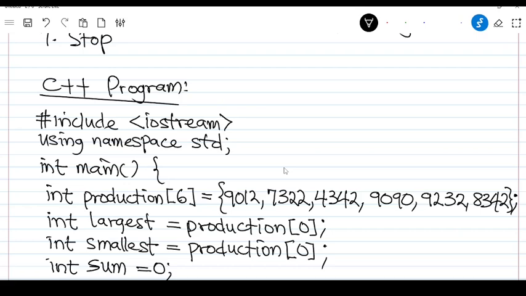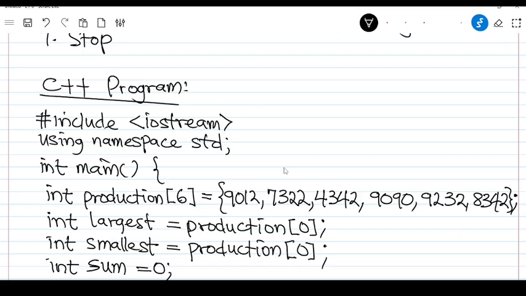So let's go through it again. The first is just to include the iostream library, using namespace std, the int main, and then we do the initialization of the production array. So we initialize it with the data that we've been given. Since we have 6 members, the array is going to be of size 6. So we have given our data here, which is 90, 12, 73, 22, 43, 42, 90, 90, 92, 32, 83, 42. The next thing is to initialize our largest, our smallest, and our sum, like we have said in our algorithm.